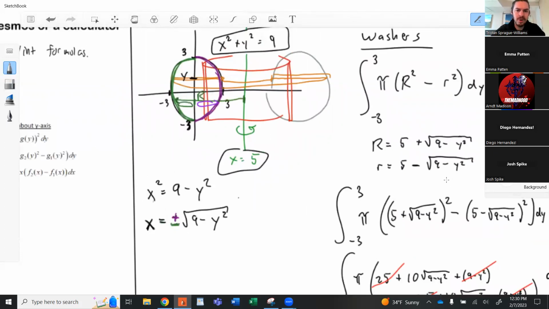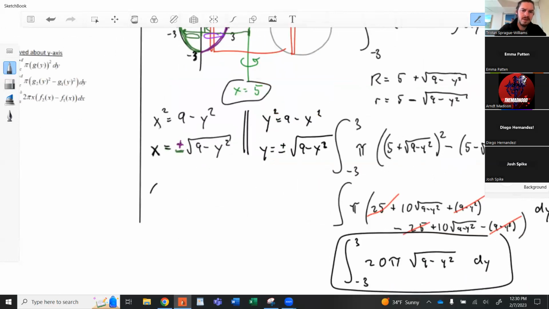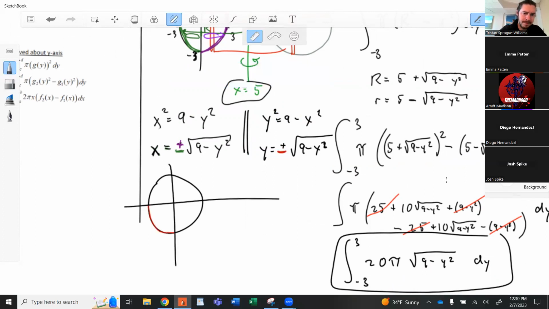With washers, we're going to want to do the opposite. Instead of solving for x, we're going to want to solve for y. So we get the same functions, but with the x's and the y's swapped. Now this represents, instead of the left and right sides of the circle, the top and bottom of the circle. The minus is the bottom half here.